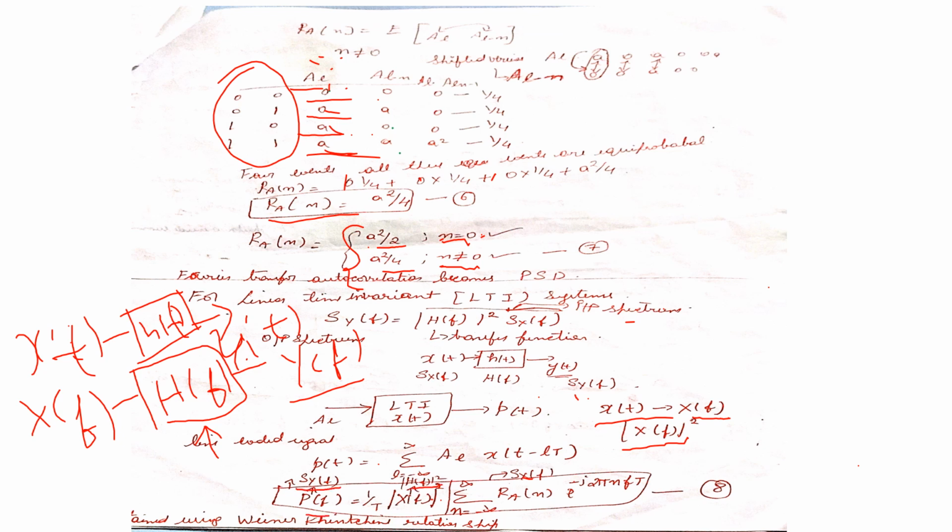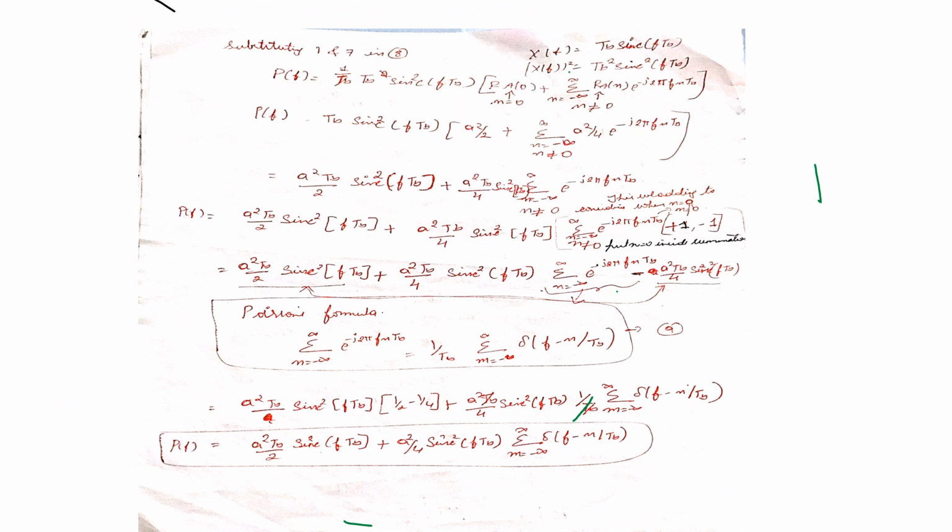And H(f) is going to be the response of the pulse, that is X(f), and in place of it we have the autocorrelation function. So substituting, P(f) by using the linear relationship is equal to 1 by T, the magnitude squared of X(f), and the summation over n equal to minus infinity to plus infinity of R_a(n) e to the power of minus j 2 pi n f T.